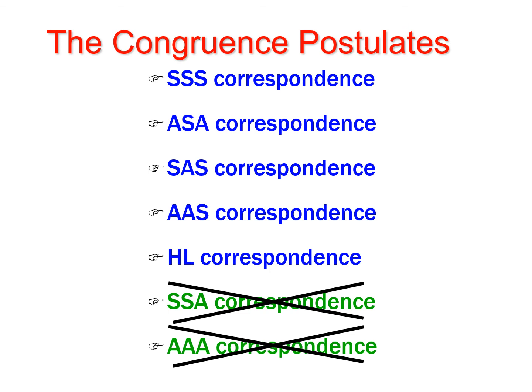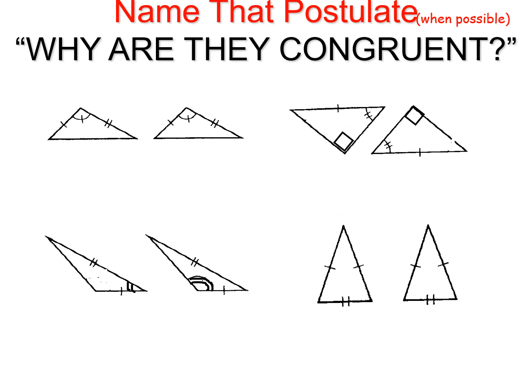So that's your 5 choices. Plus, you can always be a not. So really, there's 6 choices you're going to use. So, can you tell if they're congruent or not? What would this one be?